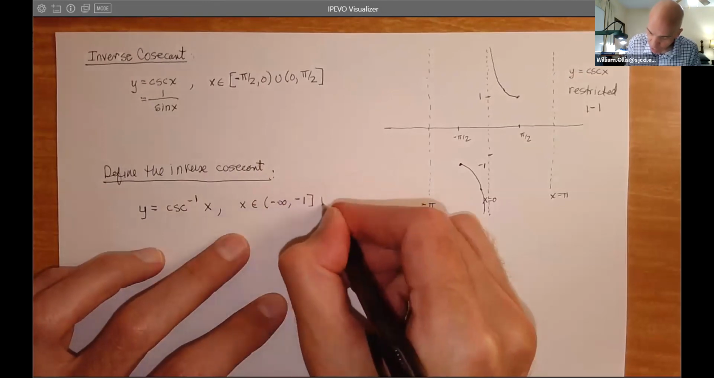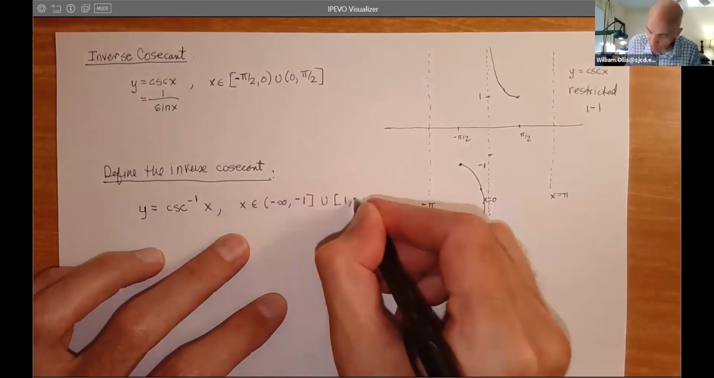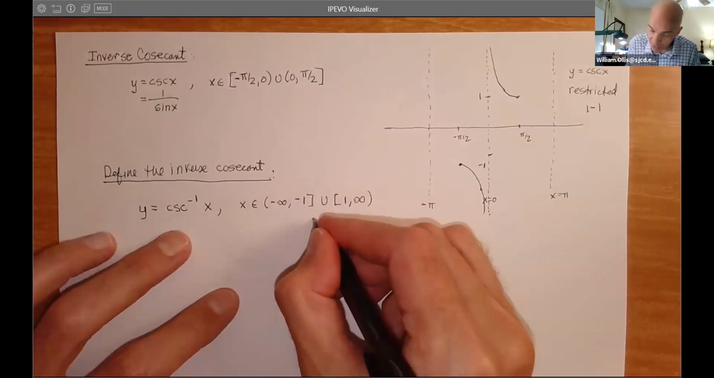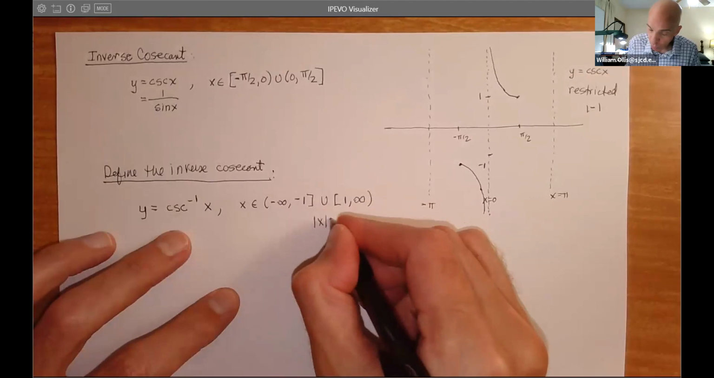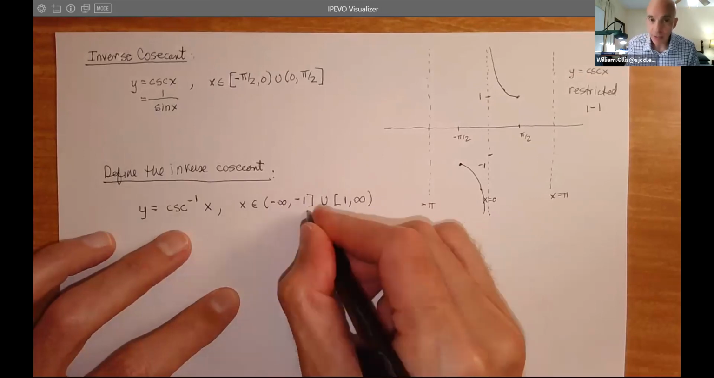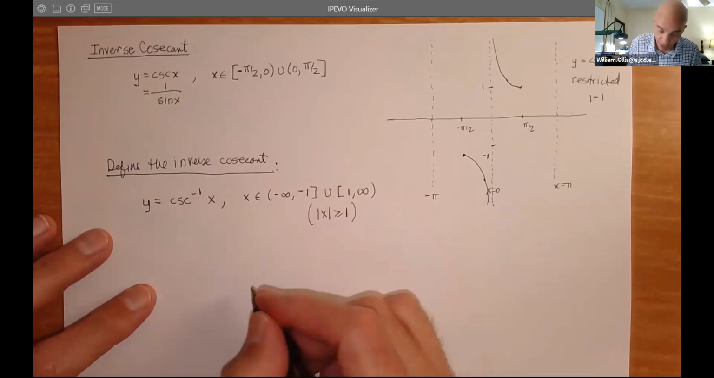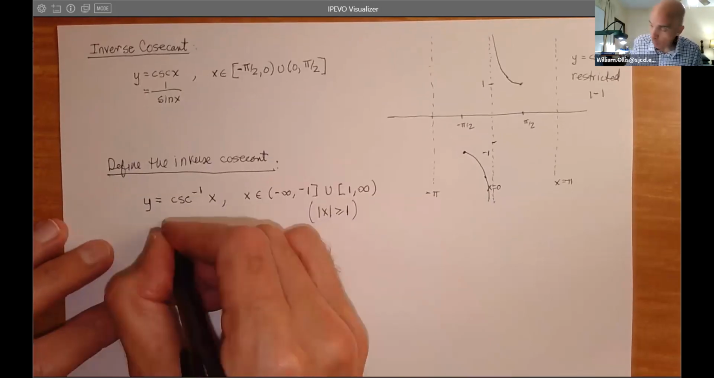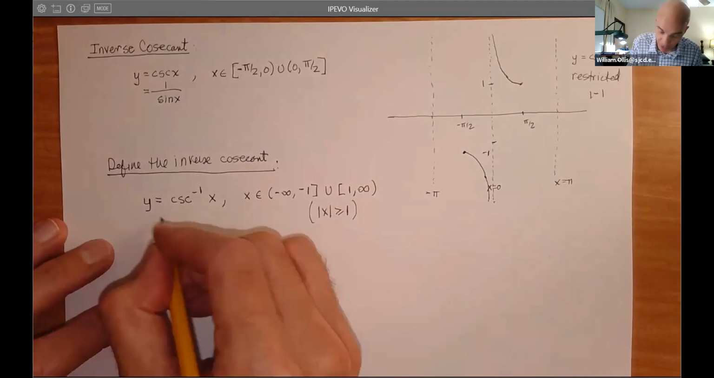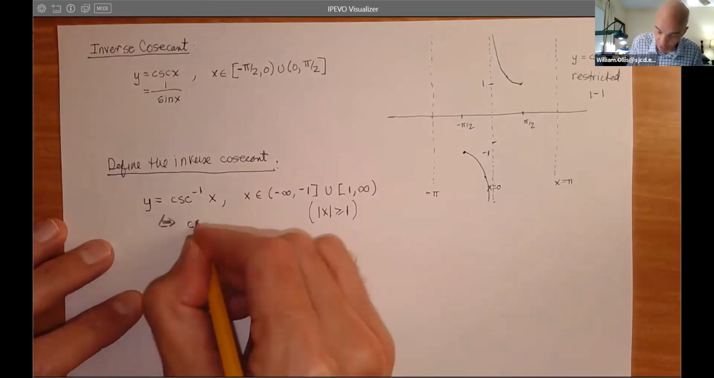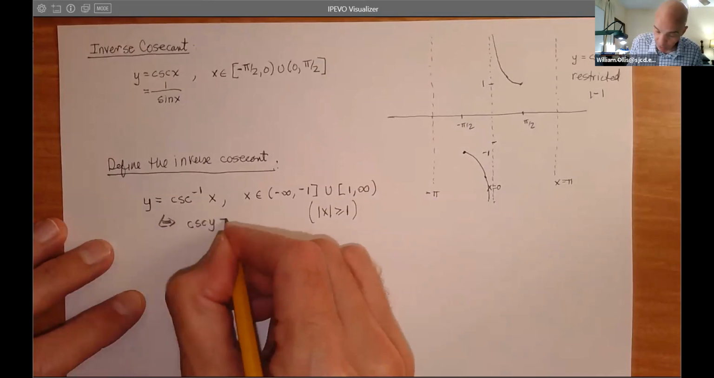Again, this just gives you some extra practice, even though we don't spend a lot of time with these. Now, of course, remember, you can write this as x greater than or equal to 1 as a disjunction if you prefer, just as a more compact notation. And then, of course, like I wrote before, remember, this just means cosecant of y equals x.